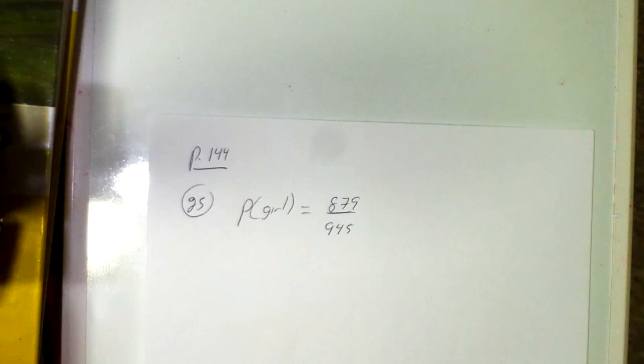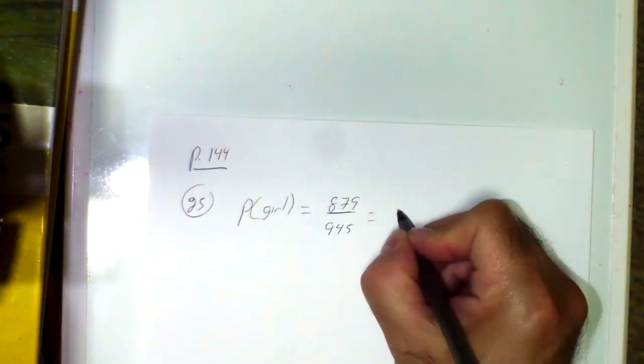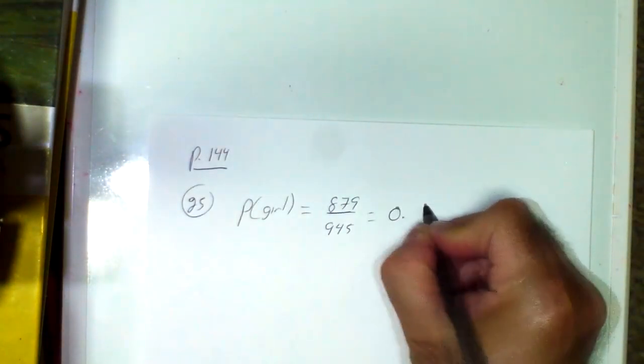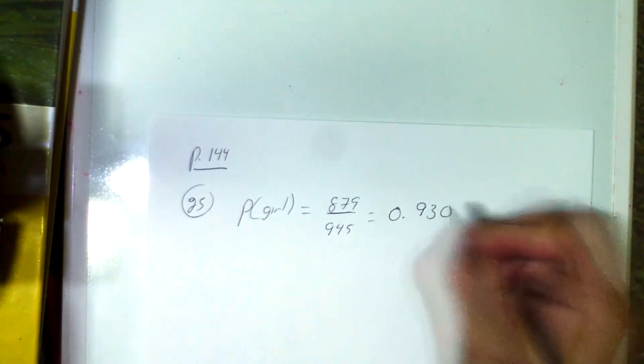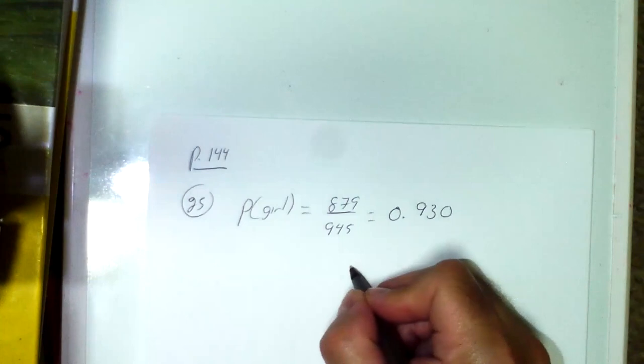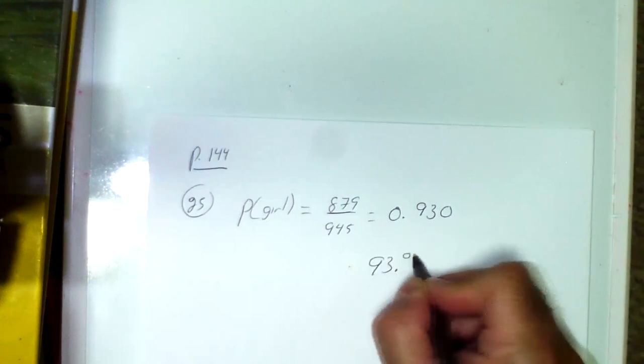And we're going to divide 879 over 945. And I'm going to change it to a decimal, and then I'll convert it into a percentage. Oh, there's a zero, so I can just leave that as 93%.